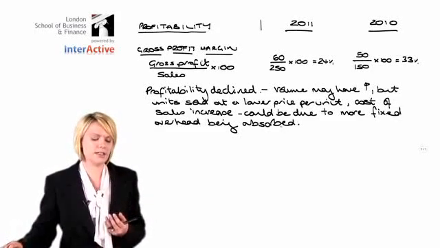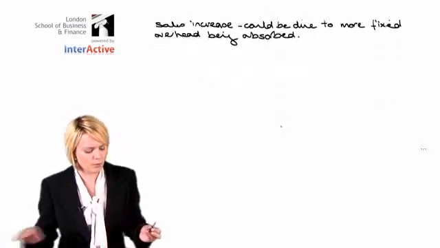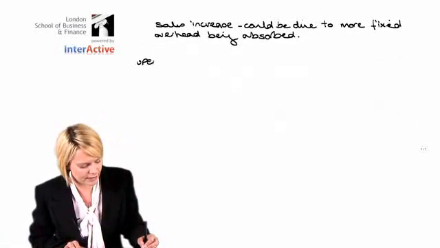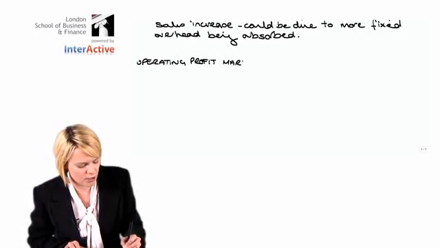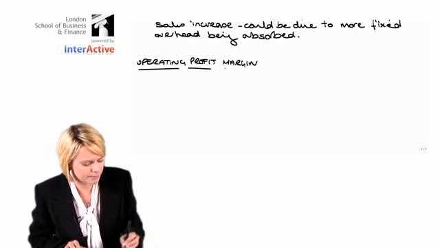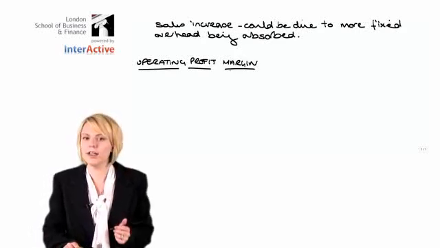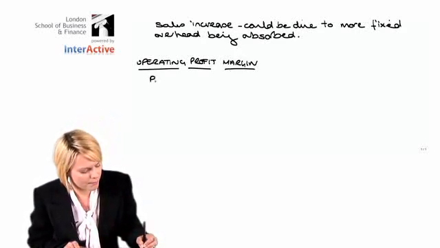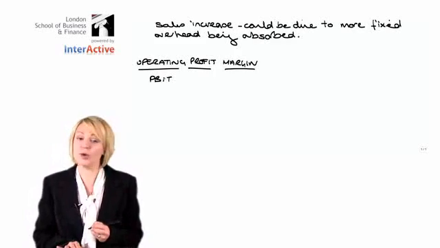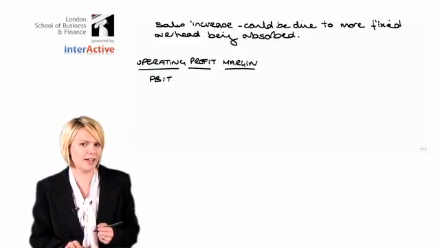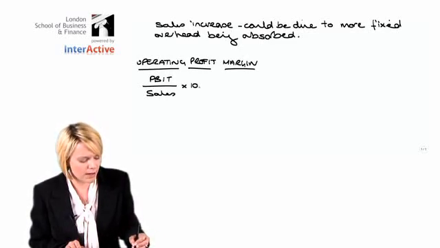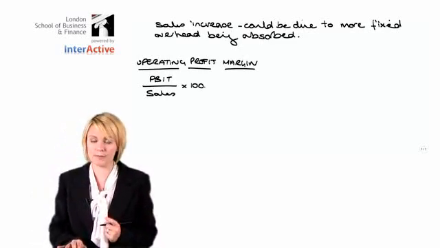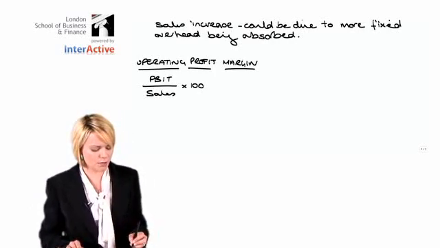Now, our next profitability ratio would be the operating profit margin. We'll pop that in the first column as a little subheading. Now, if you remember, that would be your profit before interest and tax, which I call PBIT, profit before interest and tax, over sales and multiply that by 100 to get the percentage. Let's calculate the ratios first.